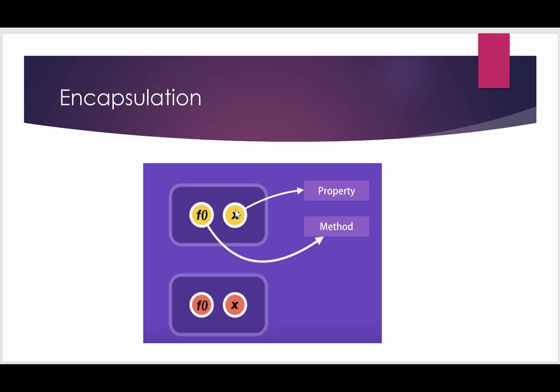We put related variables and functions in a capsule called an object. We call variables properties and functions methods. So if we want to change anything inside this capsule, we don't need to change other capsules and other functions. So lots of copy and paste will be reduced in our project, and our project will not be complicated anymore if we need to change it.